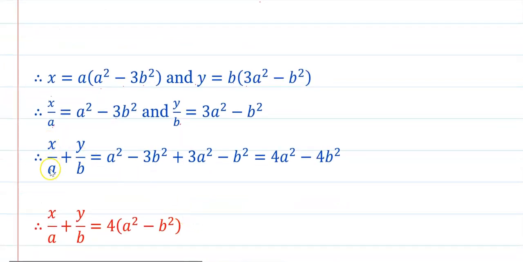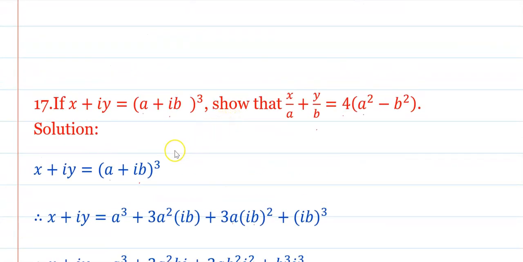And if we add it, x upon a plus y upon b, then what you will get? a square minus 3b square plus 3a square minus b square. a square plus 3a square, 4a square. Minus 3b square minus b square, minus 4b square. If you take 4 as a common from these two, then you will get 4(a square minus b square). It means that x upon a plus y upon b is equal to 4(a square minus b square). Okay.